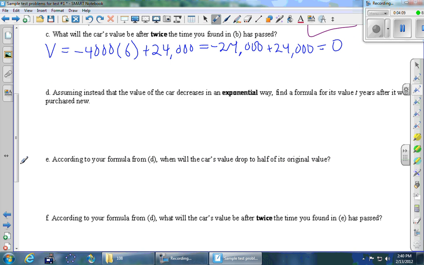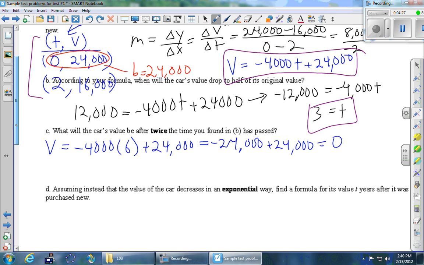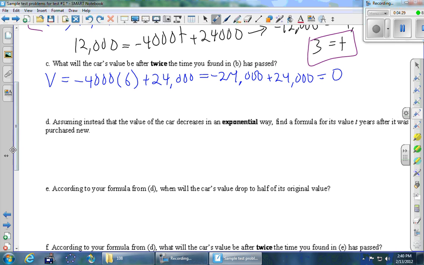E. Assume instead that the value of the car decreases in an exponential way. Find a formula for its value t years after it was purchased new. Same idea as before. We've got these 2 points right up here. And we're trying to find an exponential function that hits those 2 things. So you have different choices. I'm going to go back to our y equals a times b to the t. But then maybe instead of y, we'll change that to a v.